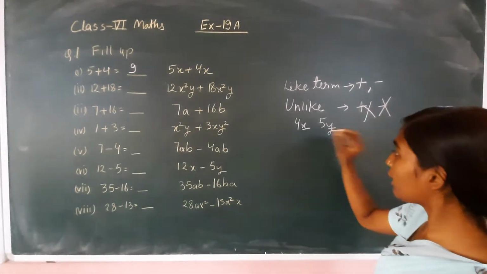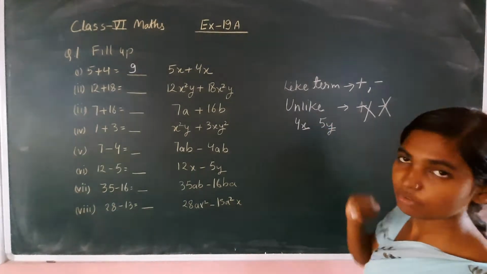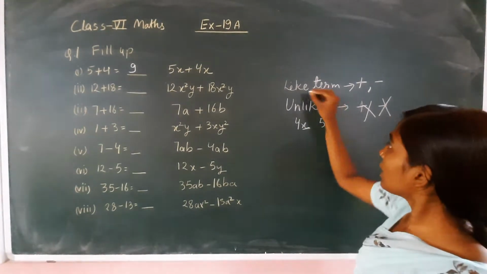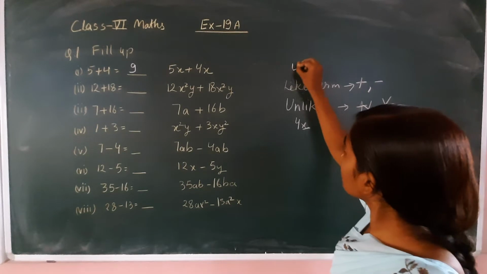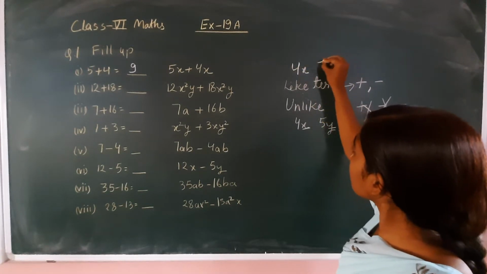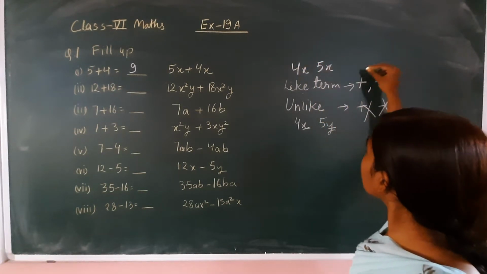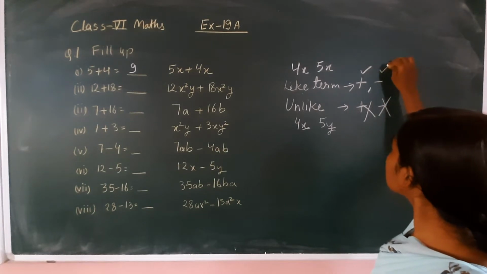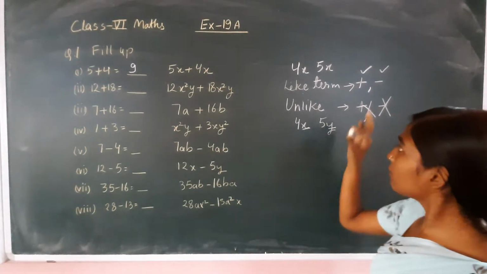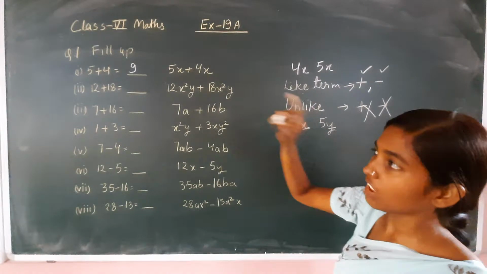They can neither be added nor subtracted. Okay. If they are like terms, meaning if here is 4x and the next term is 5x, then yes, it can be added and yes, it can be subtracted. So we will follow these two rules only in this.